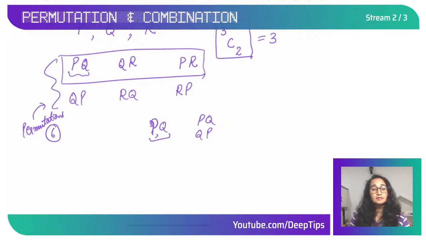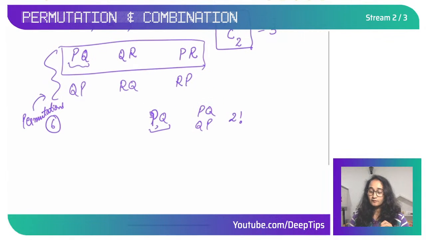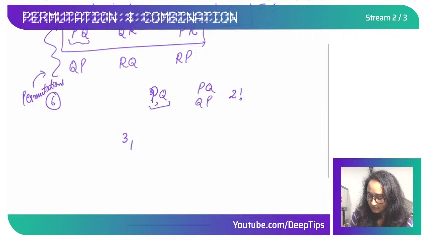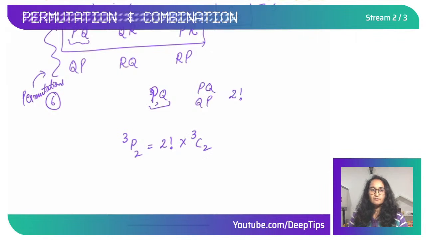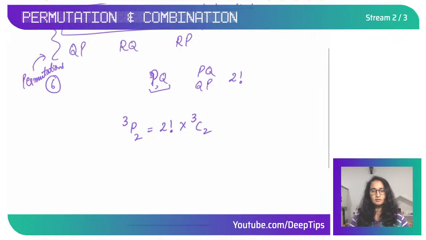So this is linked with the previous video. When two people are selected, they can be arranged in 2 factorial ways, right? So it gives me a clue that if I am finding the permutations, then all the combinations should be multiplied with 2 factorial. So here my 3P2 is equal to 2 factorial times 3C2, meaning whatever combinations I am choosing, if I multiply it with 2 factorial, I get the permutation, right?